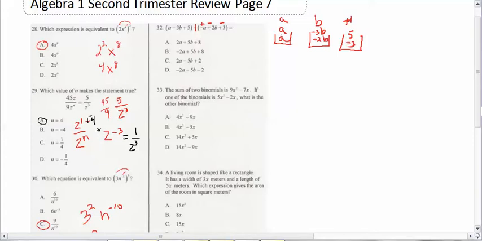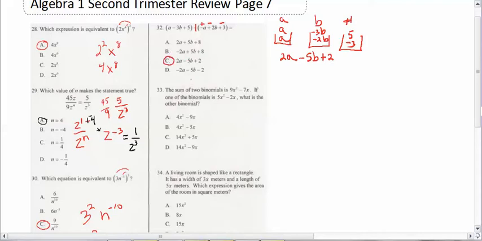So A plus A is 2A. Negative 2, negative 3 is negative 5B. And 5 minus 3 is 2. So I look for that choice. 2A minus 5B plus 2. So it's letter C.